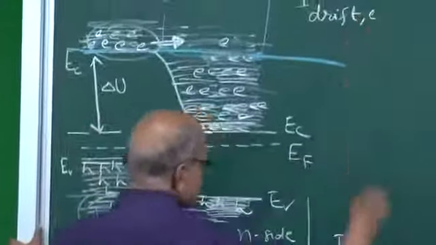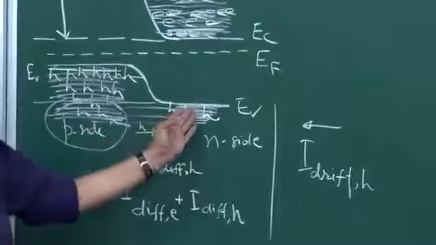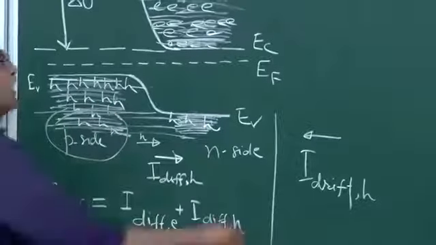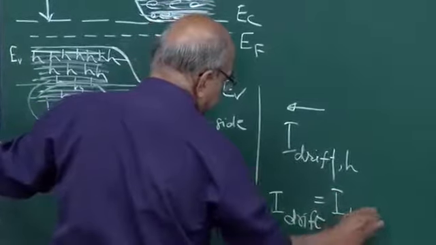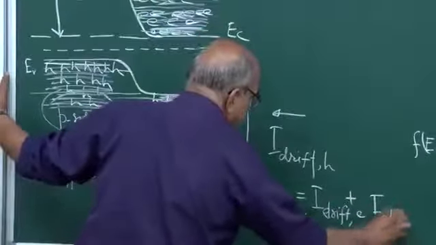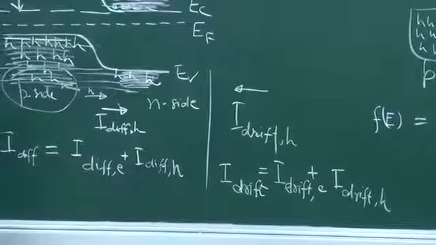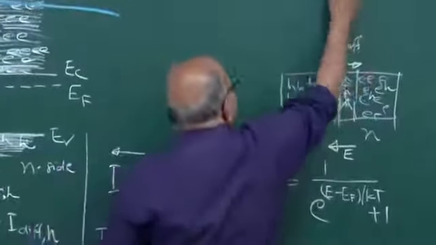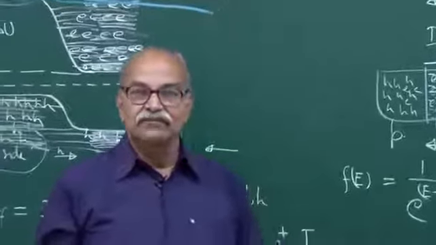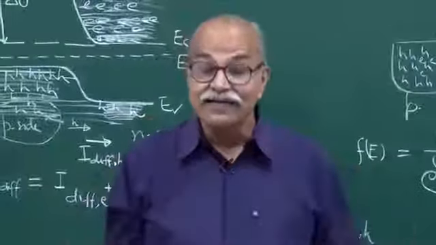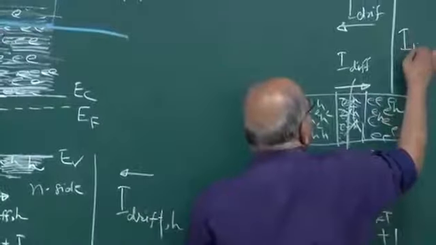This I drift is because of the electrons, and this I drift is because of holes, and that is also going right to left because holes are positively charged. So holes are going from this side to that side, so that's also the current direction. You add these two and you have the drift current, I drift, which is I drift because of electrons plus I drift because of holes, and that is in the direction of N side to P side. Diffusion was in the direction P side to N side, and drift is in the opposite direction. And in equilibrium, when you have not added any external circuit, there is no net current, so these two are equal in magnitude, giving you net current zero.